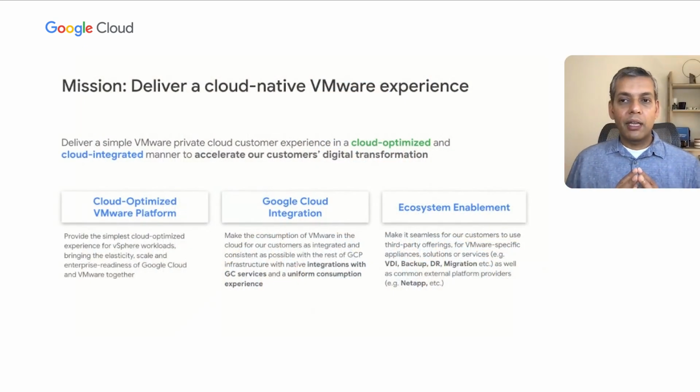So when we were designing the service, we had a certain mission and a vision in mind. And that was really what we call cloud native VMware. And cloud native VMware means three very specific things. First, it means that it's a cloud optimized VMware experience, meaning that customers can consume VMware as simply as any other cloud service and take advantage of the elasticity of scale that I talked about, and the scale on demand model. And you can do so much faster than any other way in getting your VMware infrastructure to the cloud.